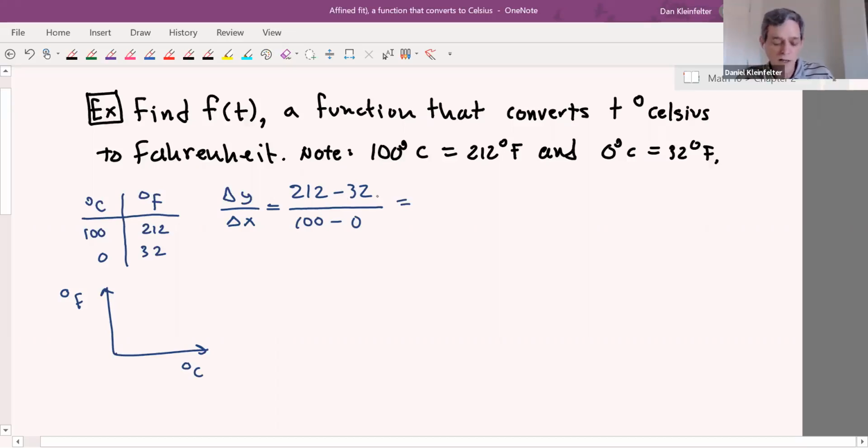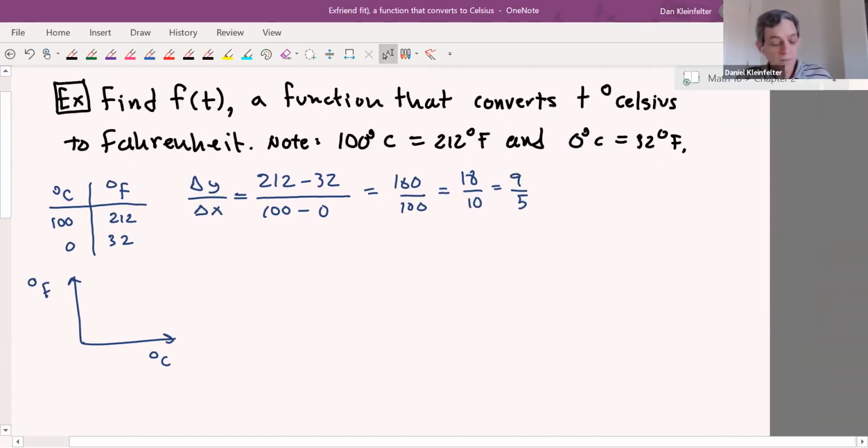212 minus 32 is 180. And then 100 minus 0 is 100. That's 18 tenths, or 9 fifths. Okay, so there's that for our slope. To put down our function, this time, luckily, we actually have our y-intercept, right? When our C is 0, our degrees Celsius is 0, our degrees Fahrenheit is 32. So we actually have that.